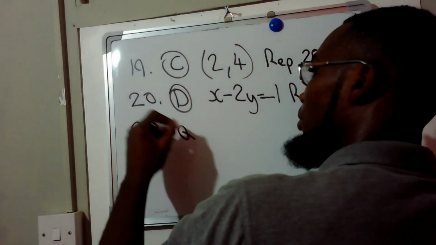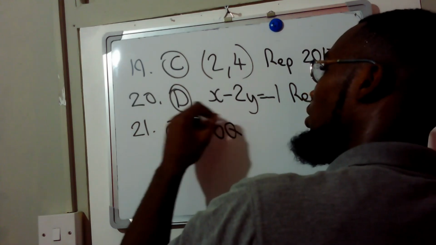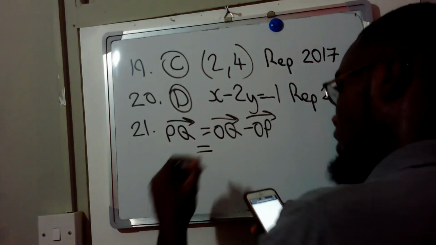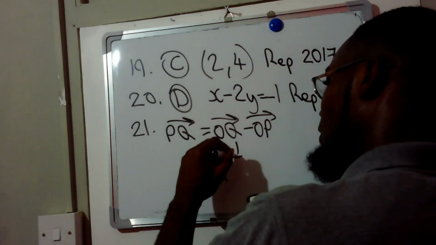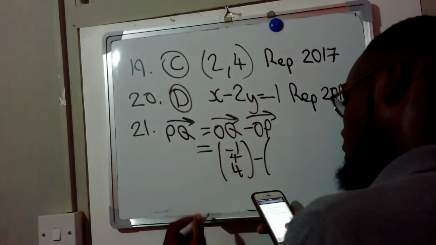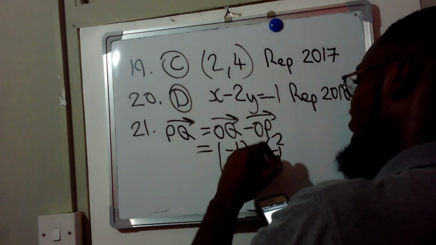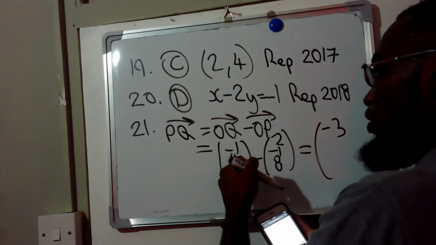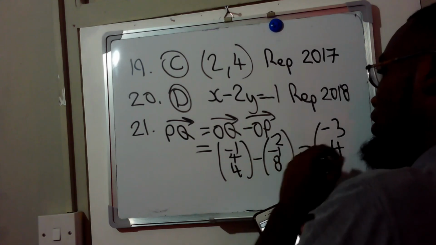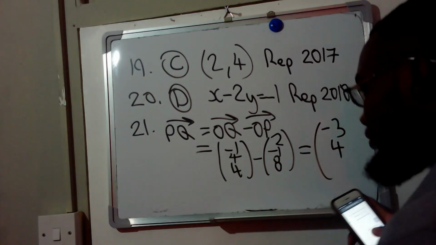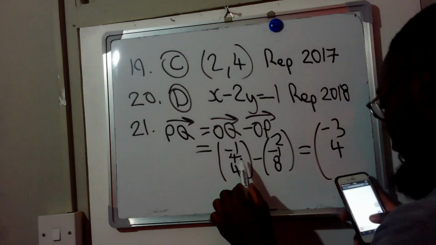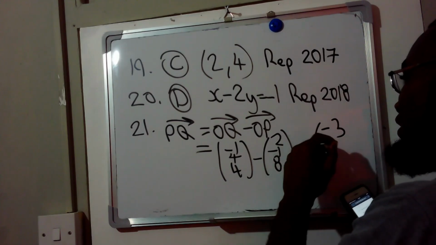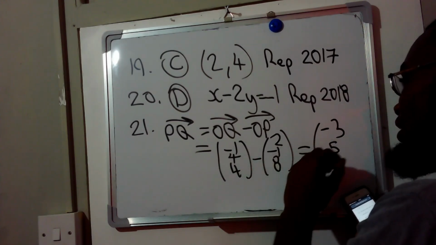Number 21 now, they give us vector P and Q and they want vector PQ. So first thing we have to remember is vector PQ is OQ minus OP. They give you OQ, which is negative 1, 4, 4, minus vector OP, which is 2, minus 1, 8. So subtract them. Negative 1 minus 2 is minus 3. 4 minus minus 1 is plus 5. Then 4 minus 8 is negative 4.